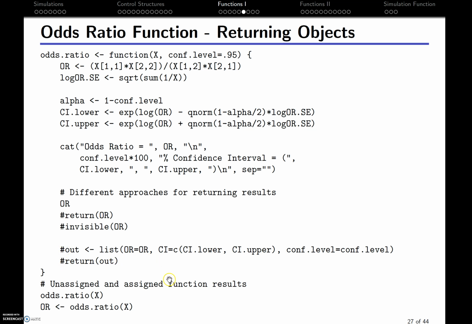So with unassigned or assigned function results, we could just run odds ratio and make a prediction real quick. If we just ran odds ratio as it appears right up here, what would we see? And then we could assign odds ratio to an object OR, and what would be contained in that object? Take a look, and make sure you understand why we see more output here, given we have this cat expression, and less output here in this object OR, and how the returned object versus the print expression plays a role.